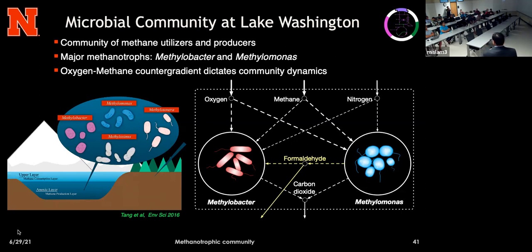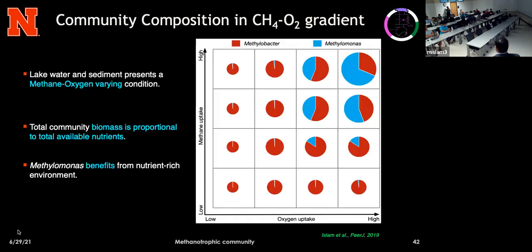Now, since there is an oxygen-methane counter gradient present in the lake water, we simulated this community in the gradient of oxygen and methane. And obviously, we see that when it's a nutrient-rich environment, the total community biomass is high.